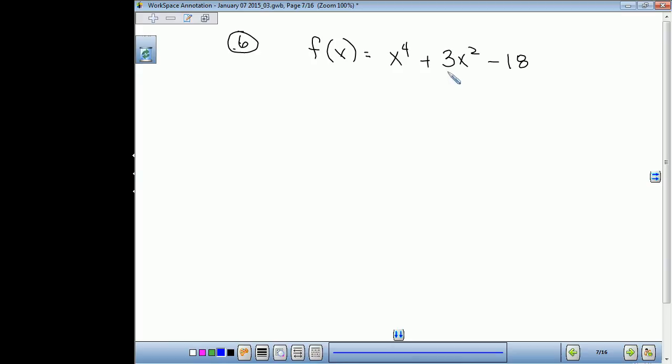Okay, this one. It's not quadratic. It's not cubic. This one is now quartic. But you know how to factor it. We did that last night.